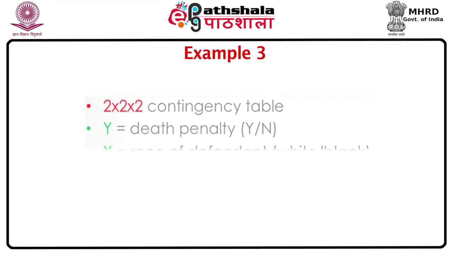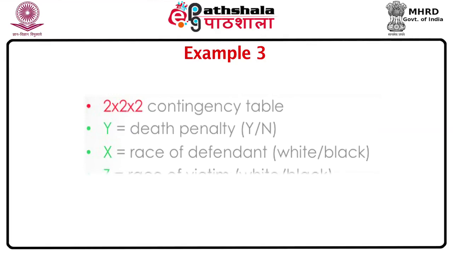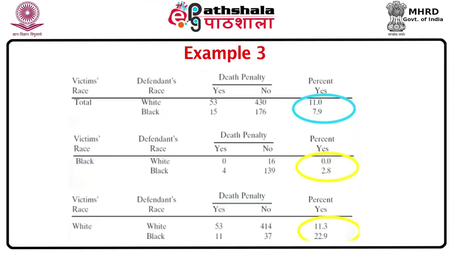Y, which is the death penalty, and we measure this as yes/no. X, which is the race of the defendant, which we measure as white or black. And Z, which is the race of the victim, which is also white or black. So we have a 2x2x2 table made up of three binary variables. Now let us zoom a little bit more into the data.